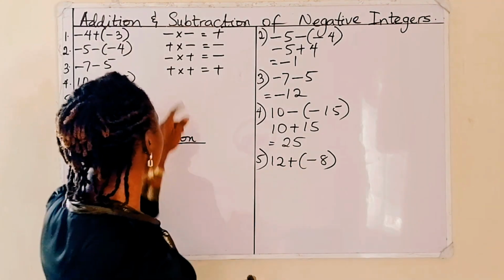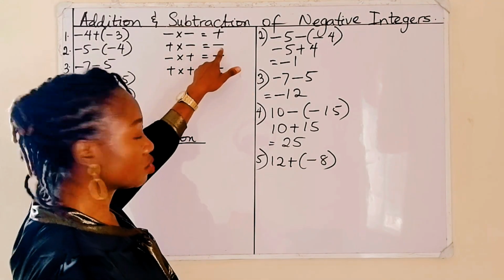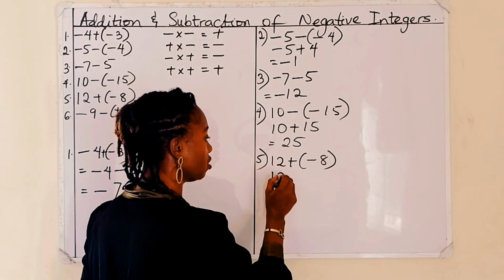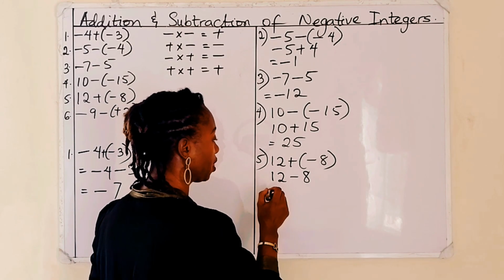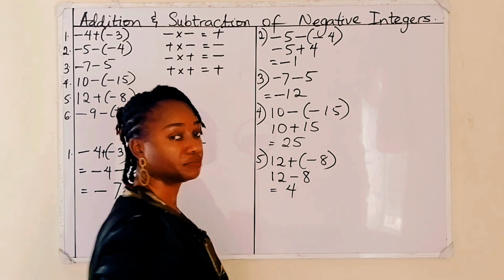Question 5, 12 plus -8. Plus times minus equals what? Plus times minus equals minus. So we have 12 minus 8, and that gives us 4.